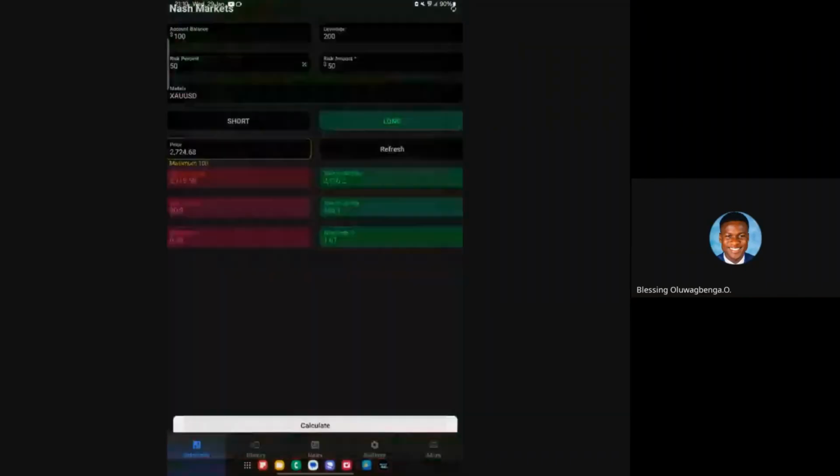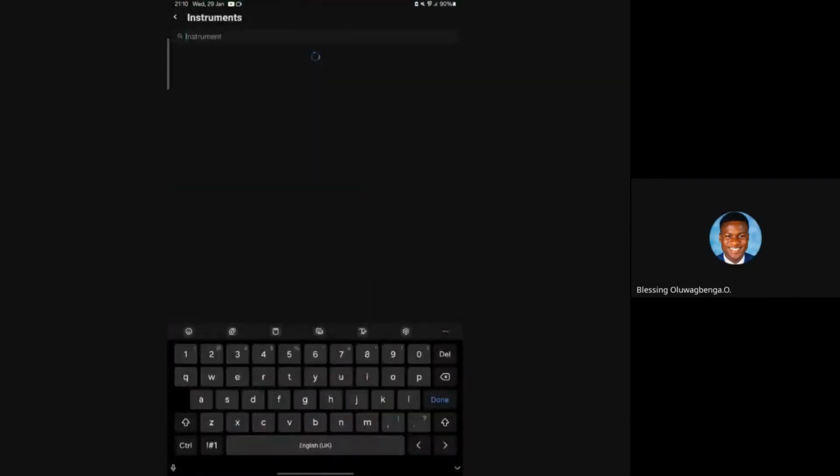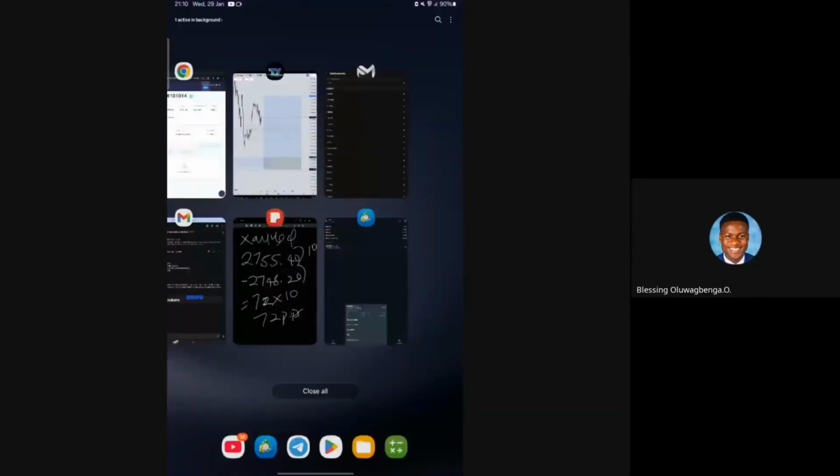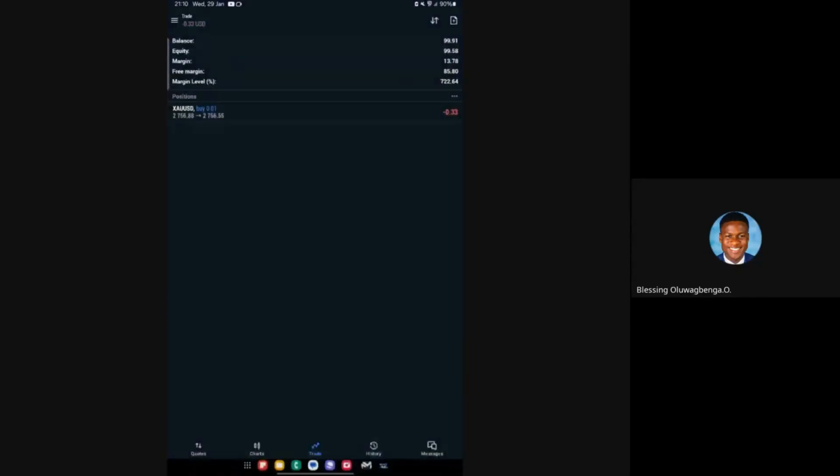And of course, how to calculate your lot size. I've taught you that. Any pair that you want to calculate is not only gold. All you have to do is come here and there are several pairs that you can calculate, even crypto. So that is all for the session. I hope everybody understands what I've explained.